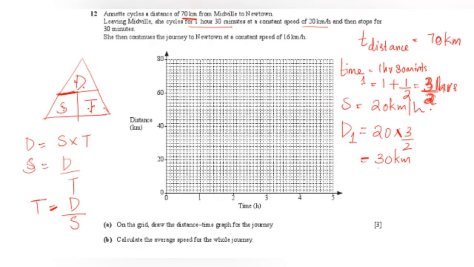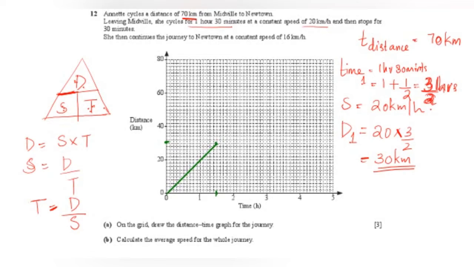So let us go ahead and mark this in the distance time graph. She is traveling 30 km. So 30 would be here, and 1 hour 30 minutes or 1.5 hours. So 1.5 hours is over here. The point where they intersect is over here. Let us go ahead and make a straight line. Please use a ruler in order to do this.